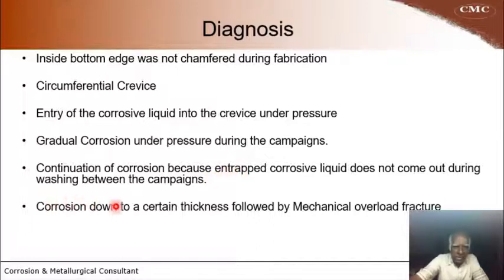So corrosion down to a certain thickness, that is intergranular corrosion, followed by mechanical overload fracture. Once corrosion has reduced the thickness, the remaining thickness will not withstand the pressure. It leads to mechanical overload fracture.